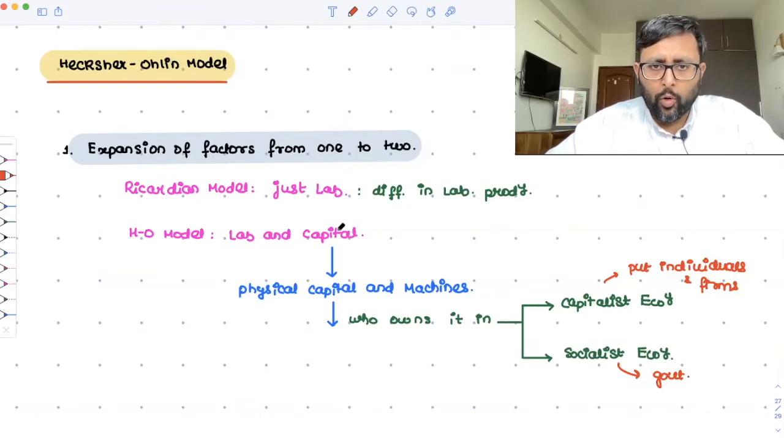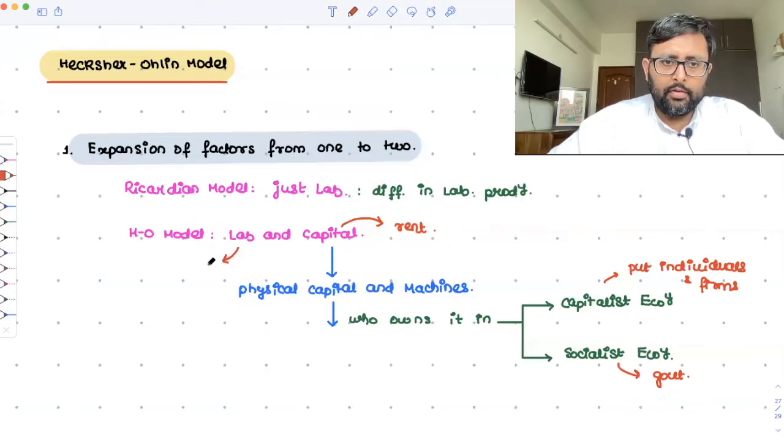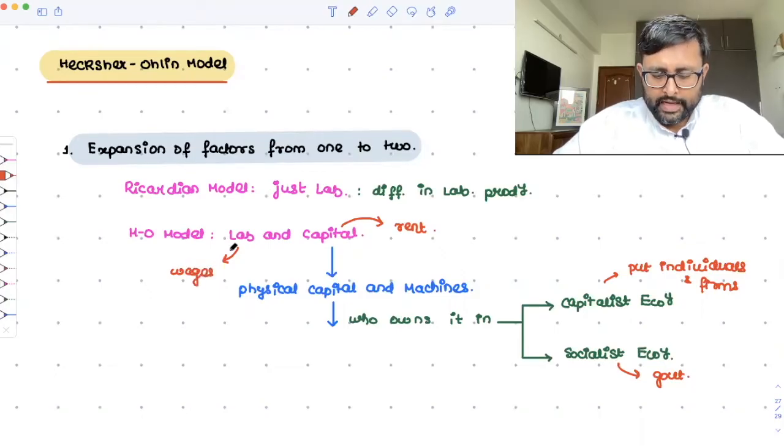So these capital owners, they earn their reward in terms of rent. And these labor, the people who are providing labor services, they are getting wages. These capital owners are earning rent, while those who are providing labor services, they are getting wages, right?